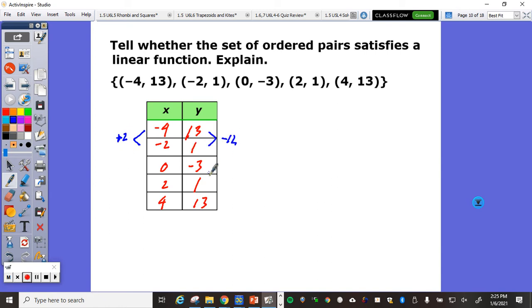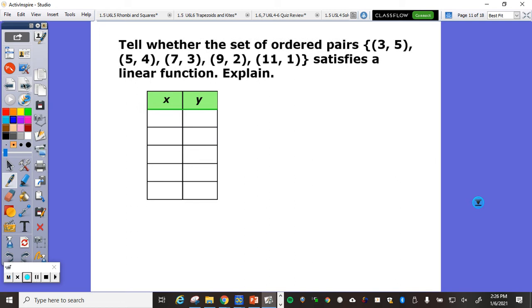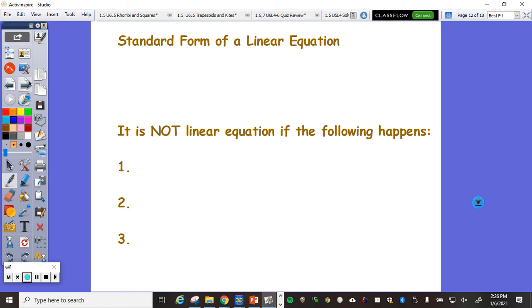Here we subtract 12. Here we subtract 4. Here we add 4. Here we add 12. Clearly not the same. So therefore, this is not linear. Okay? All right. I'm going to skip through that.